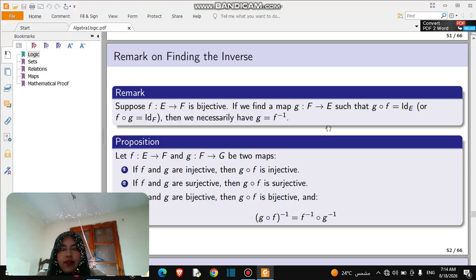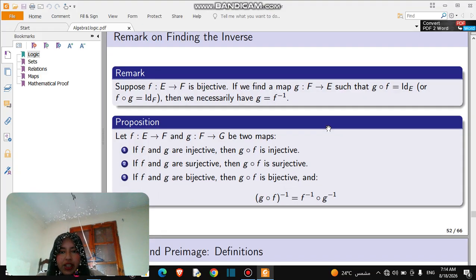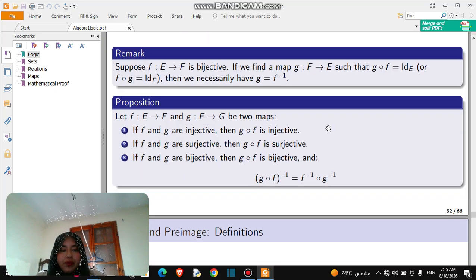Remark on finding the inverse map. Suppose that f from E to F is bijective. If we find a map g from F to E such that g rho f equals the identity, or f rho g equals the identity, then we necessarily have g equals f^-1. I'm saying f1 because I take all the courses at the university in French, but we can say f to the power of minus 1.